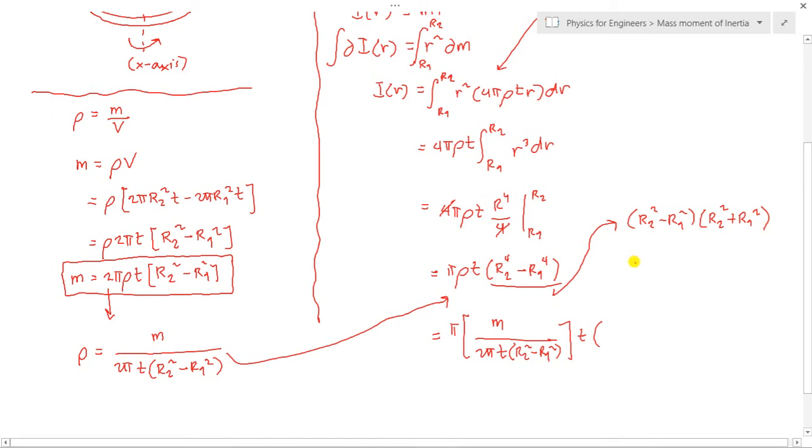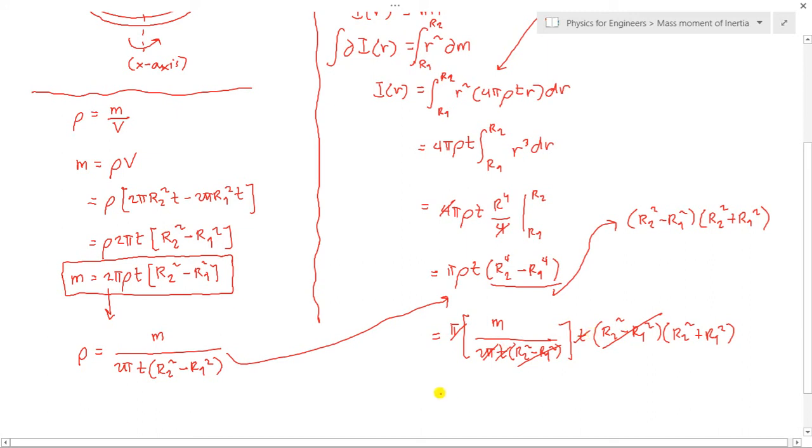Is that correct, Mr. Pagas? This r2 to the fourth minus r1 to the fourth is like a difference of two squares. So we plug it in. We now have r2 squared minus r1 squared multiplied by r2 squared plus r1 squared. The common factors cancel since they are the same. Pi cancels, thickness cancels.